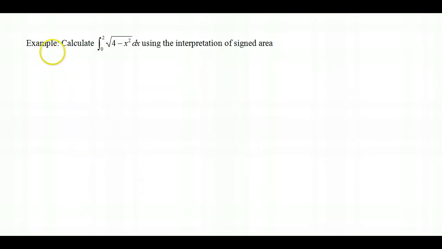Alright, taking a look at another example, calculate the integral from 0 to 2 of the square root of 4 minus x squared dx using the interpretation of signed area. So here, the square root of 4 minus x squared might not look as obvious to some, but this is actually the equation of a semicircle. It's the top part of a circle.